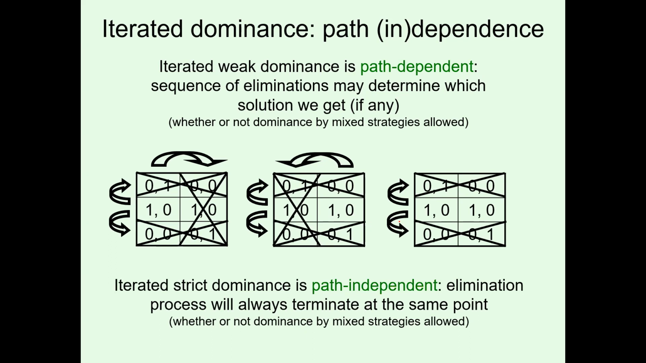Okay? So, iterated strict dominance is path independent. If the action is truly dominant, meaning there are no equal payoffs, then it's path independent. So whichever path you take first, you will end up with the unique strategies for both players. Okay? So, that's it. Any question? Okay, thank you. Let's proceed.